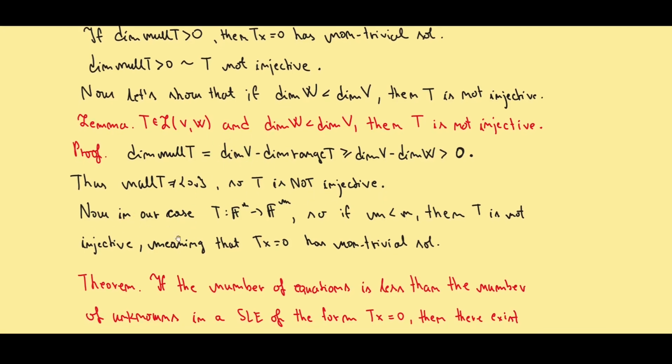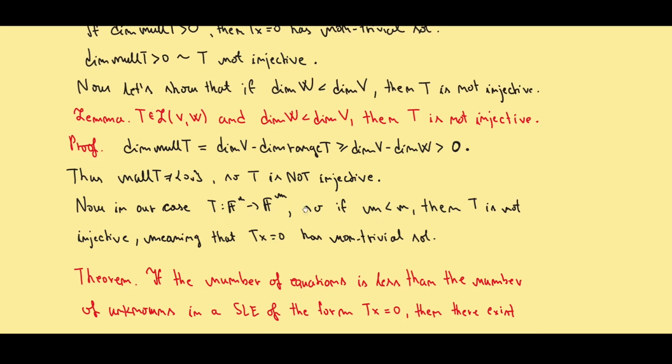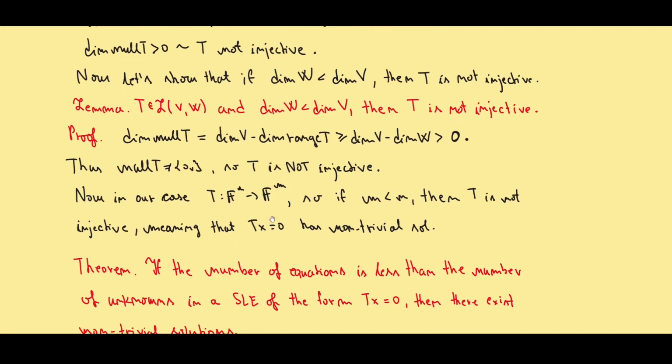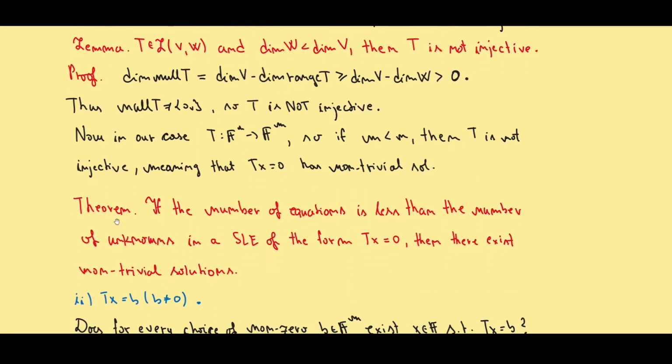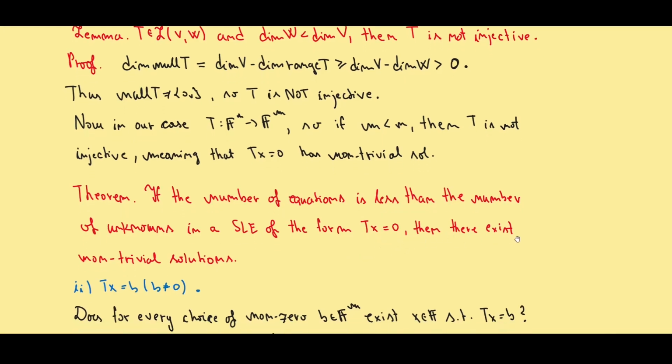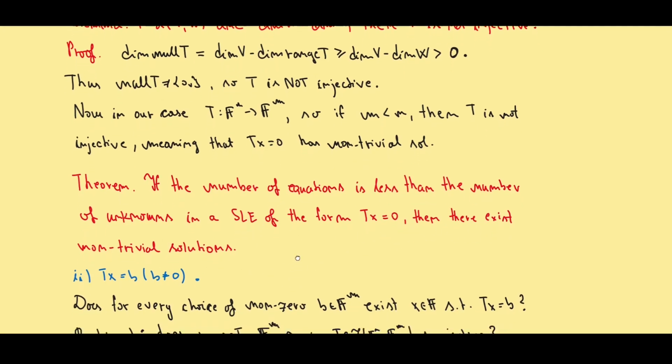So now, in our case, since our T goes from F to the n to F to the m, if m, the number of equations, is less than n, the number of unknowns, then we can establish that T is not injective, meaning that our system of linear equations has non-trivial solutions. So if the number of equations is less than the number of unknowns in a system of linear equations of the form this, so a homogeneous system of linear equations, then there exist non-trivial solutions.